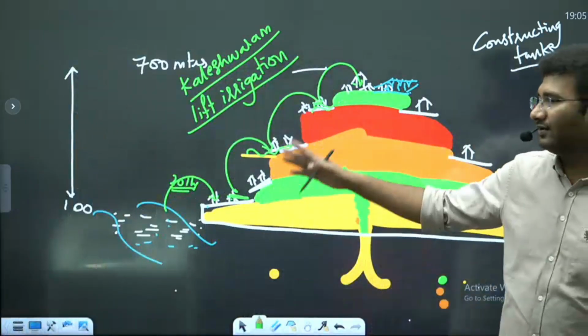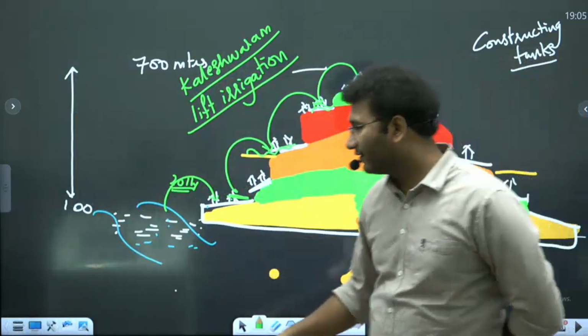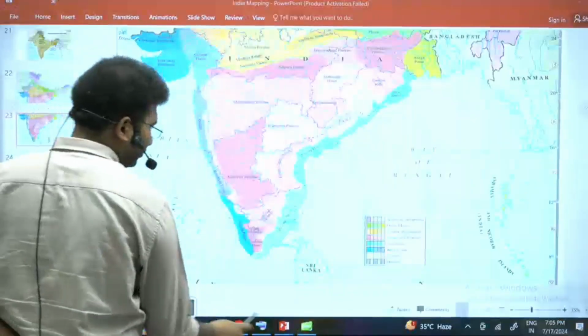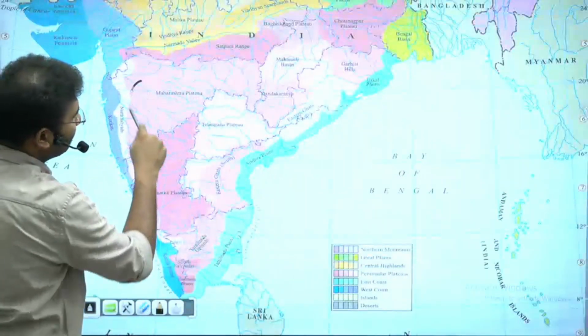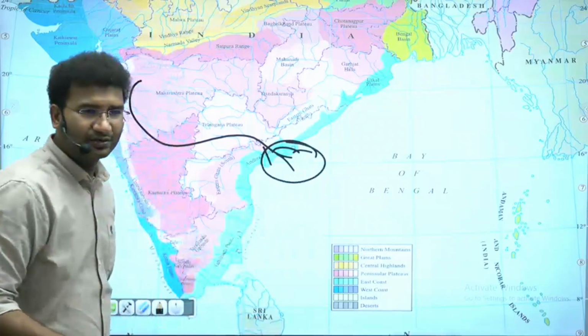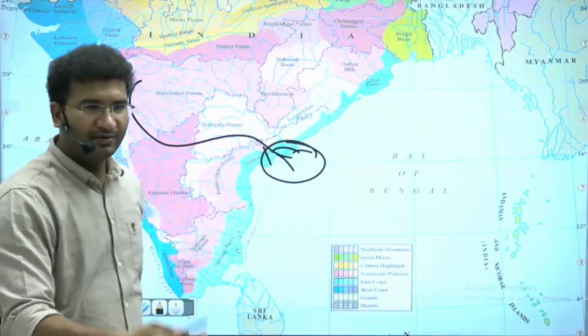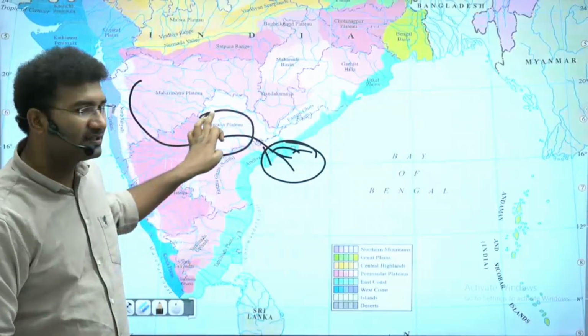So this Kaleshwaram lift irrigation project is a very phenomenal project. The water that was going to waste — see, there's so much water, look here, the availability of water is very high in this part of the area. They are simply going into the ocean. That means much of the water is going into the ocean and is not being utilized. So that's why the lift irrigation is built in this part of the area.